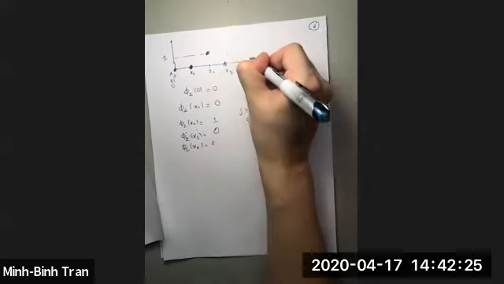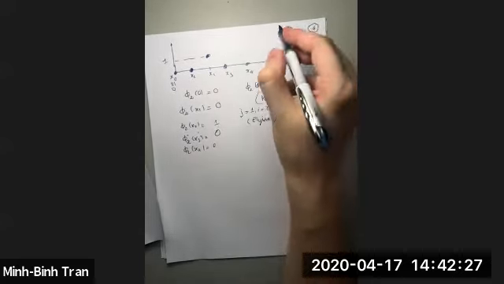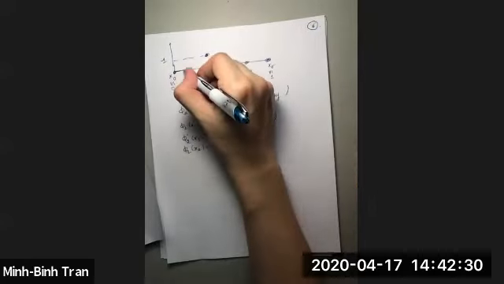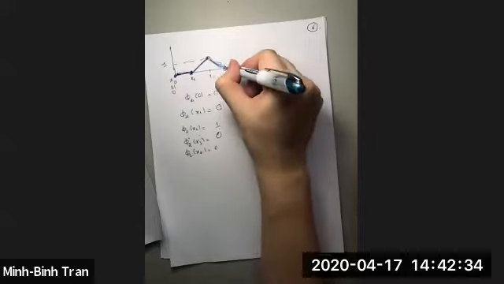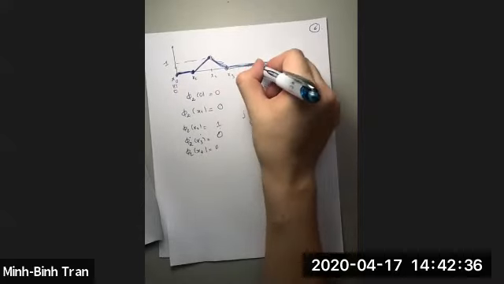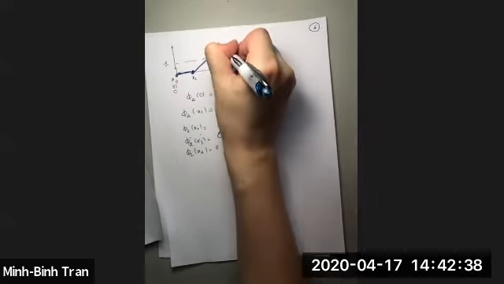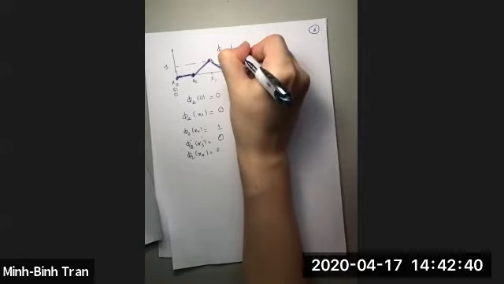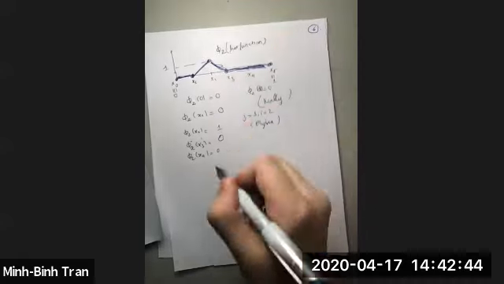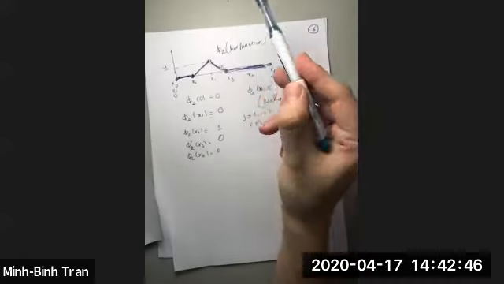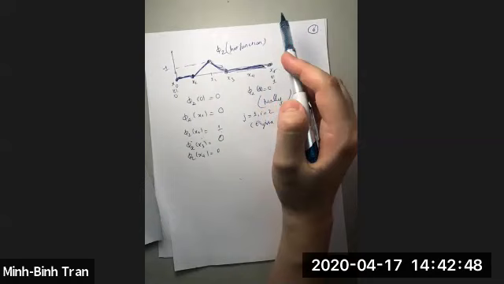Now because this is piecewise linear, what you have to do is connect all of the points, and you get a hat function, right? So this is phi2. This is a hat function as well. All right. So basically, this is the function phi2.